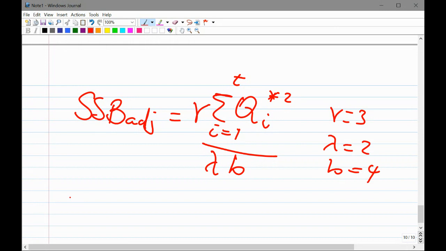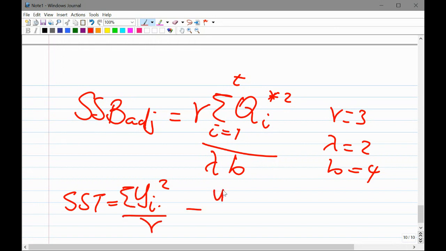And then to find SST, if you're adjusting for the blocks, this one will be given by the sum of y i dot squared divided by r, minus y dot dot squared divided by n. So please go and try that, and then we'll meet tomorrow and complete the 2 ANOVA tables. After doing that, it means we're done with chapter 4. Thank you.